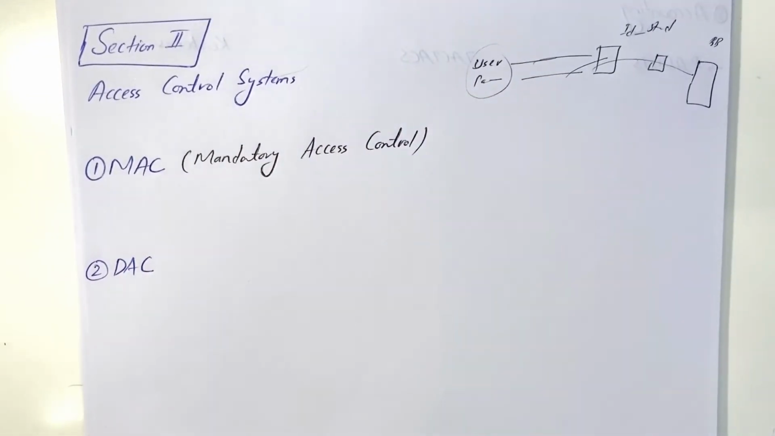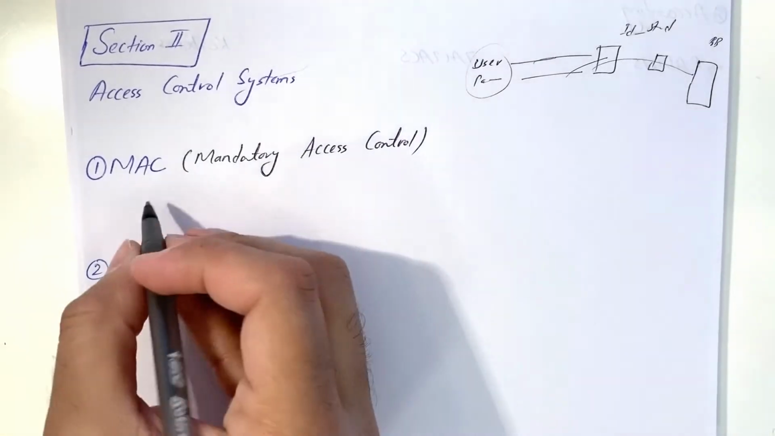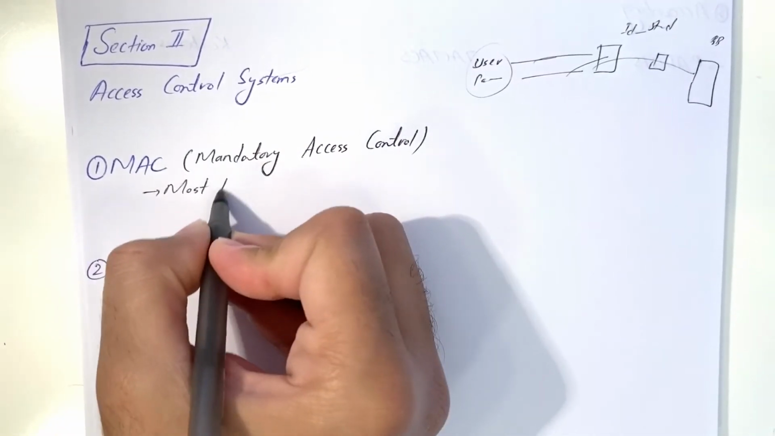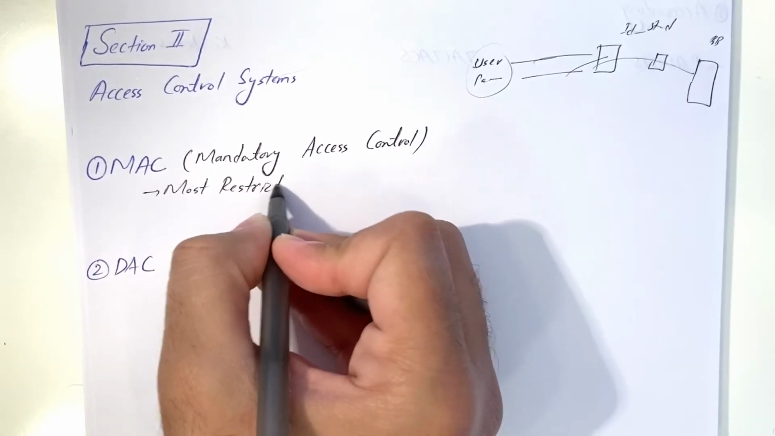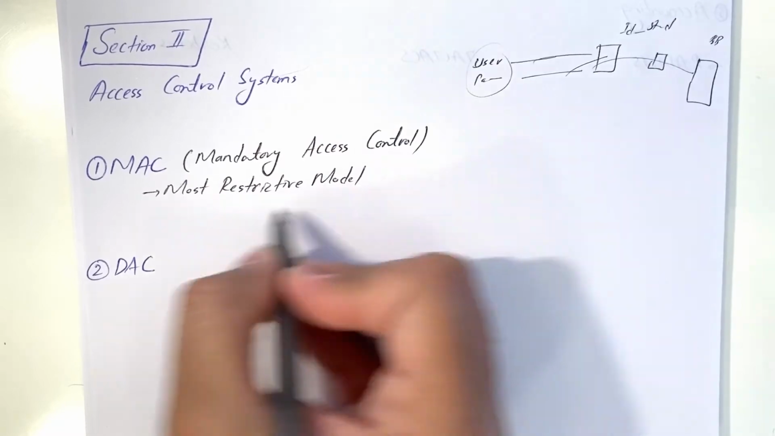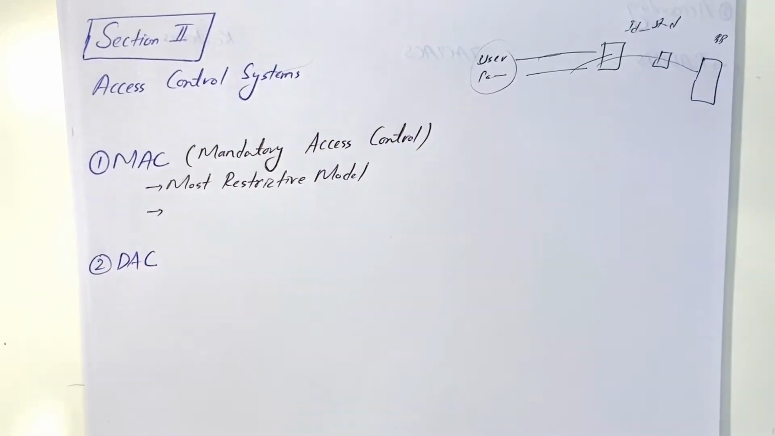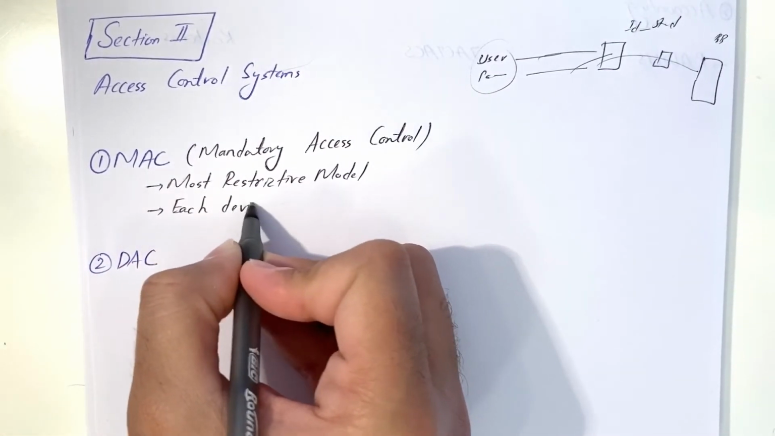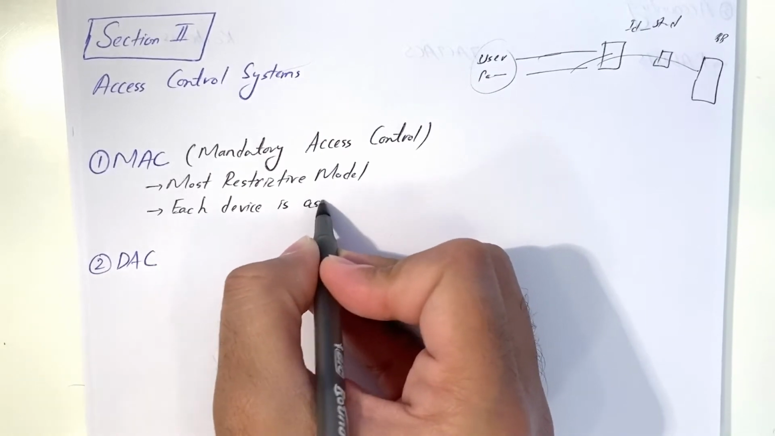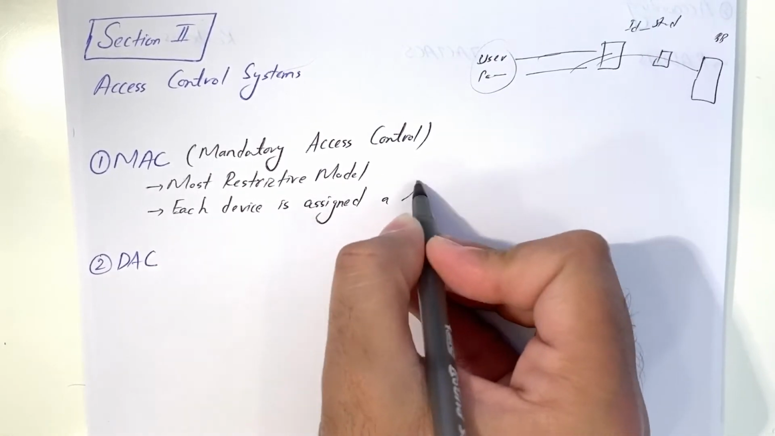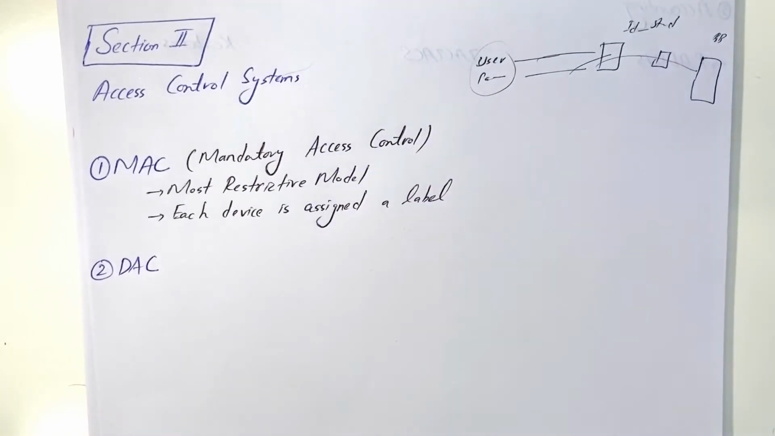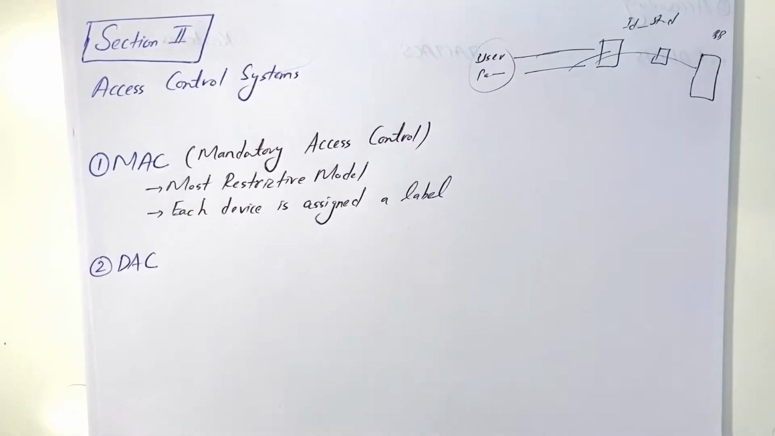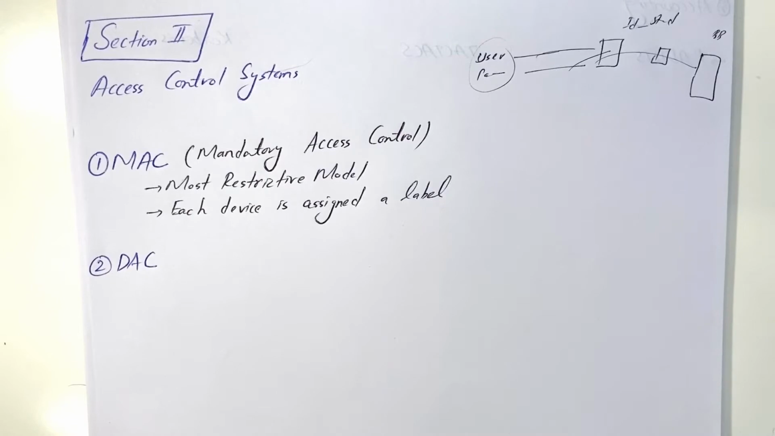Mainly, the mandatory access control system is used in military and law enforcement, and it is the most restrictive model, mostly used in the military. It usually involves some labels. So each device is assigned a label, and that label defines how much sensitive data might be in that particular device, or how critical that particular device is. If anybody wants to access that device, they have to have the right level of security clearance, and then they will be issued the label.